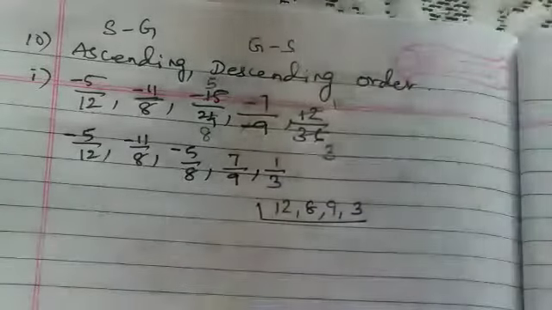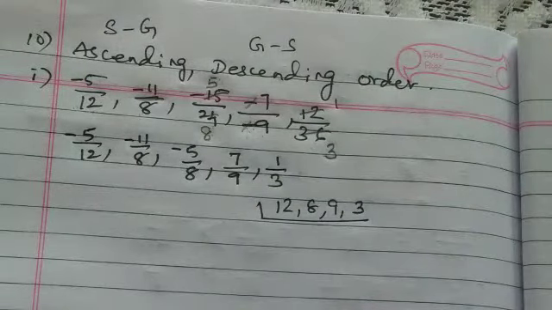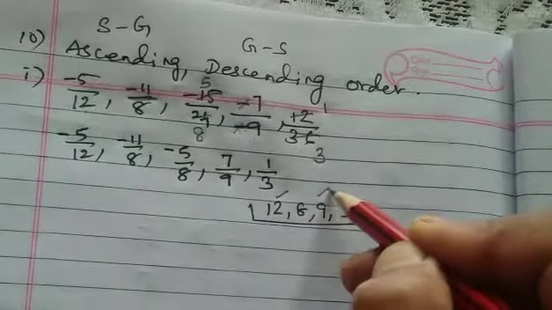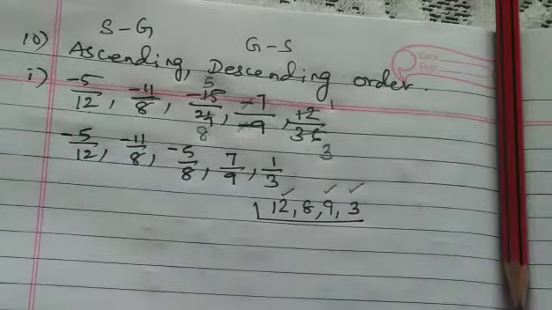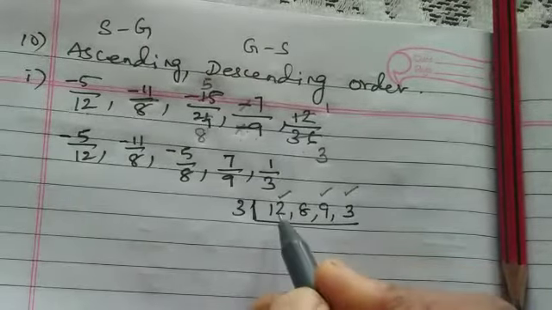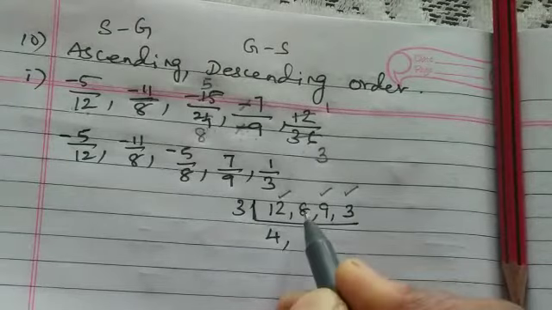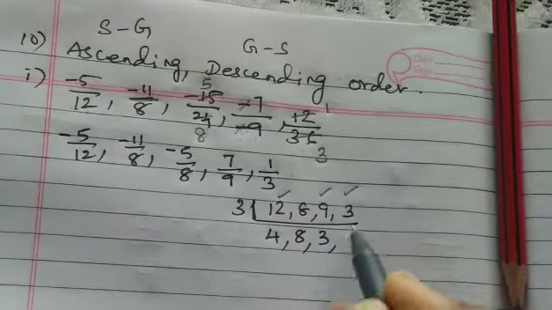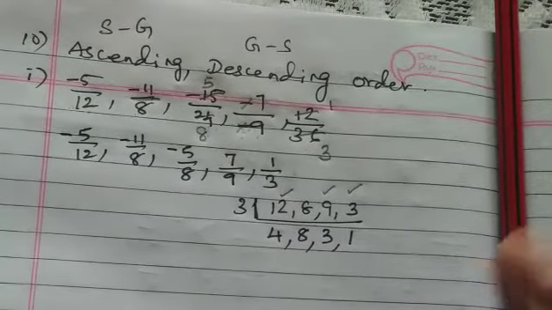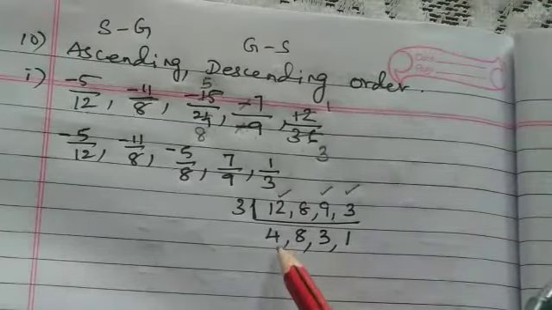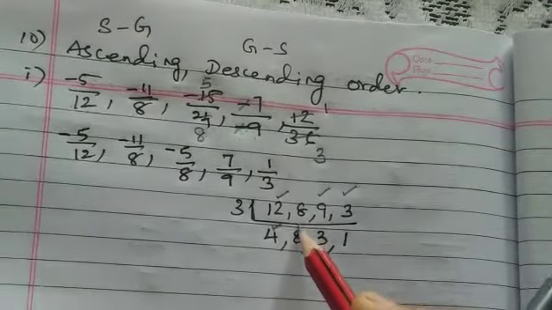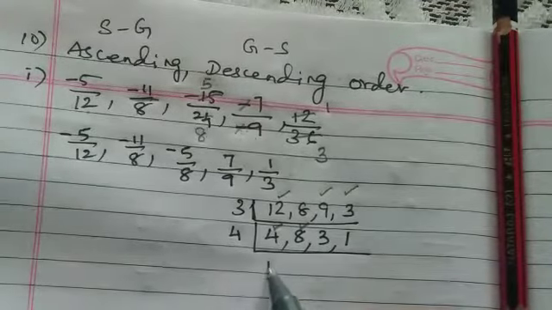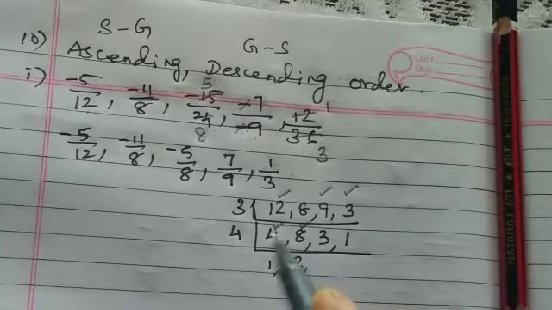First, all 4 numbers are not divisible by any same number. So let us take any 3 numbers. We'll take 12, 9 and 3. All 3 are multiples of 3. So let us divide by 3. 3 fours are 12. 8 we cannot divide by 3, so 8 as it is. 9 divided by 3 is 3. 3 divided by 3 is 1. Now again, all 4 numbers is not possible. Take any 2 numbers, 4 and 8, divisible by 4. So divide 4 and 8 by 4. 4 ones are 4, 4 twos are 8. 3 we cannot divide by 4.